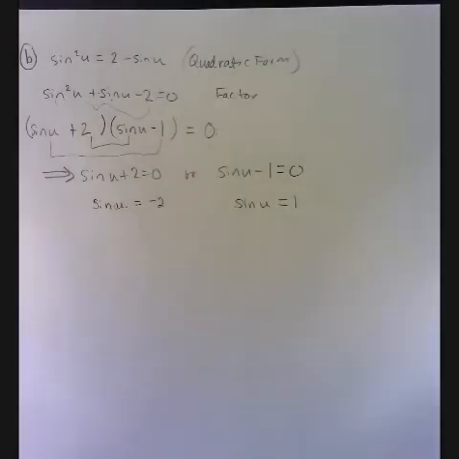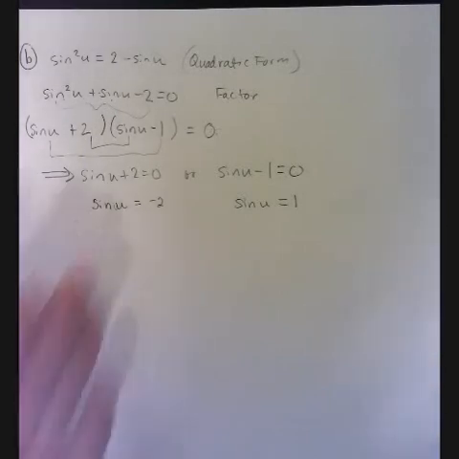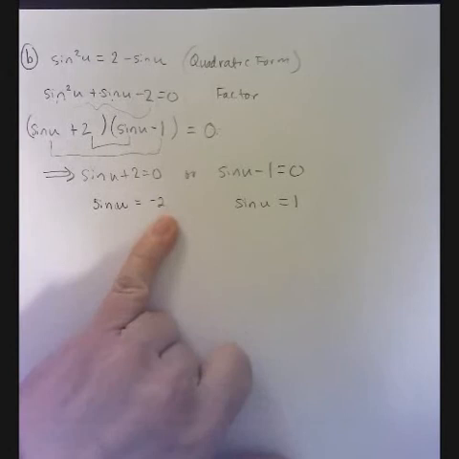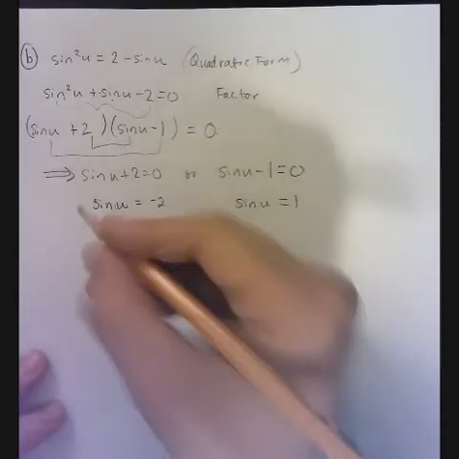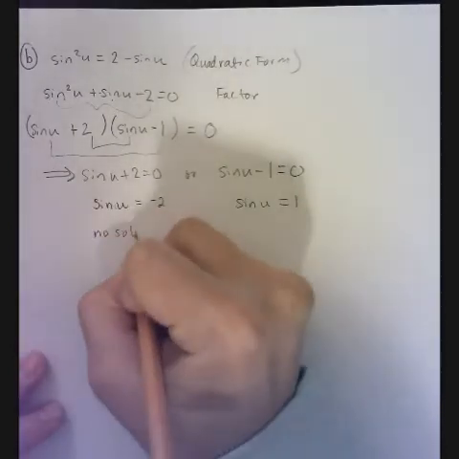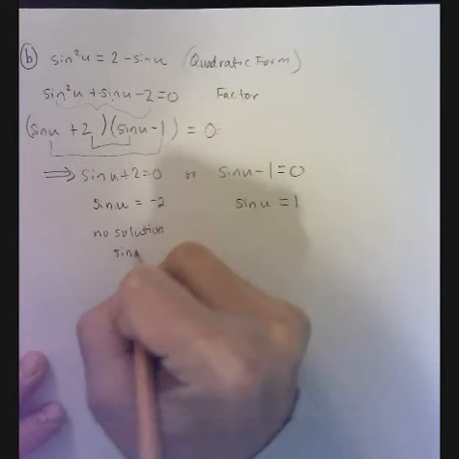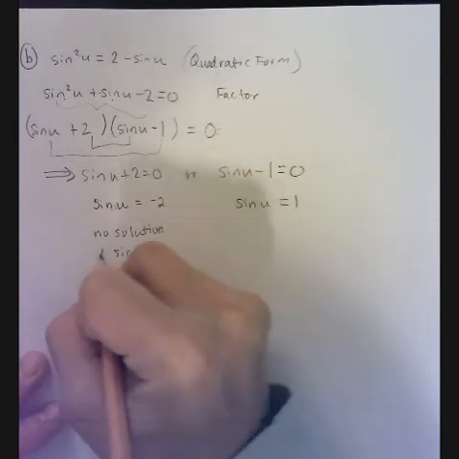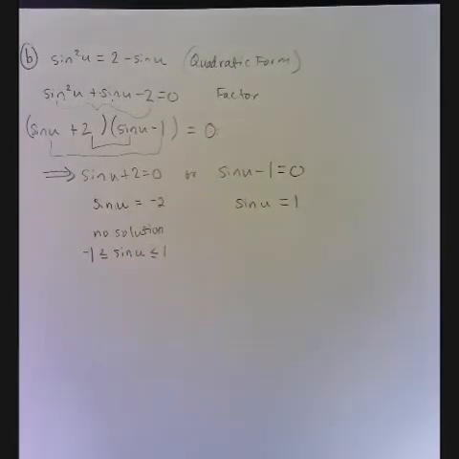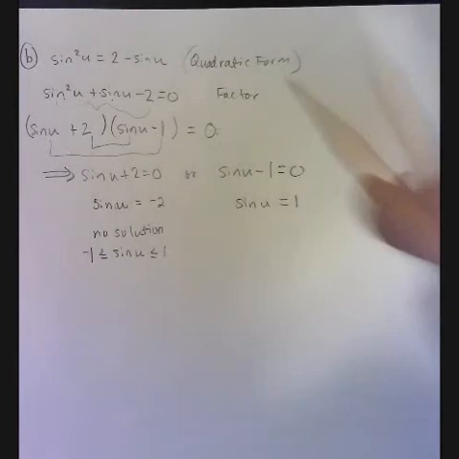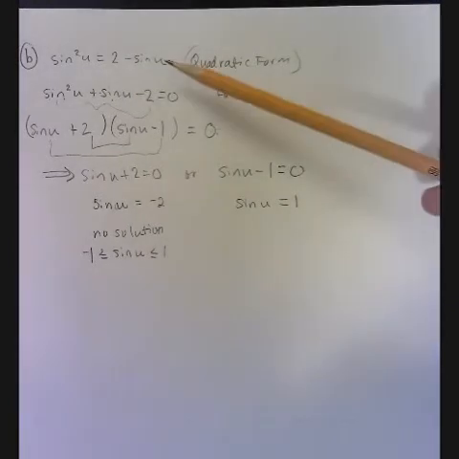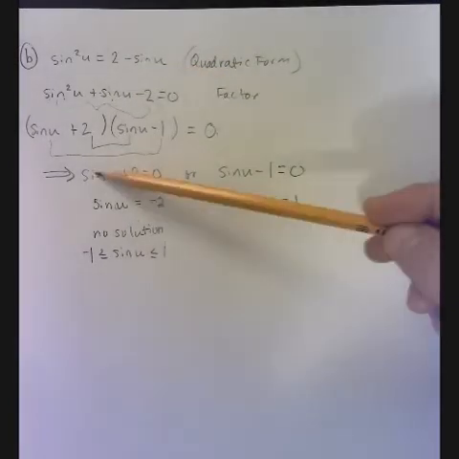And hopefully you come up with, or you realize in the first equation, this doesn't make any sense. This has no solution because sine u, or sine of anything, is between -1 and 1. -2 is outside of the range of the sine function. But that doesn't mean this equation doesn't have any solutions. It just means this factor doesn't yield any.